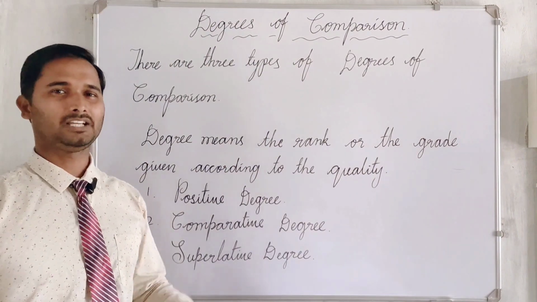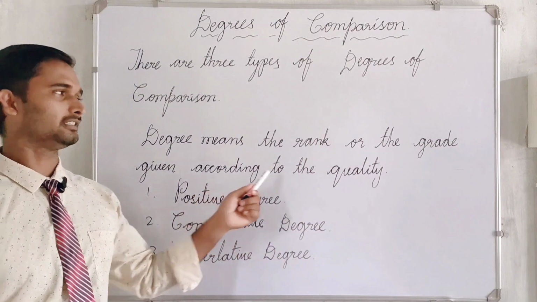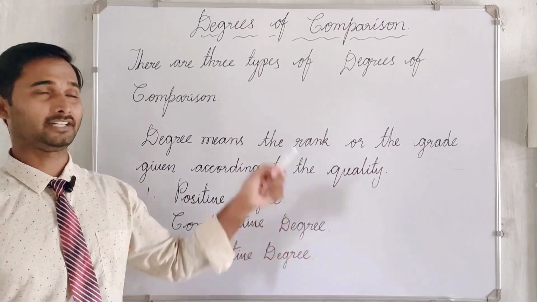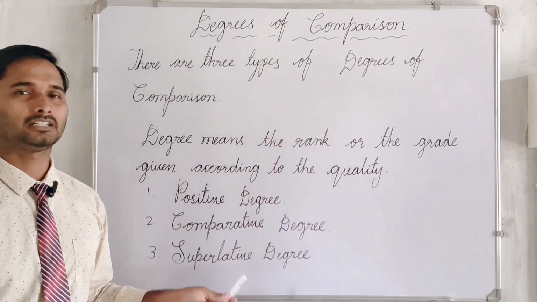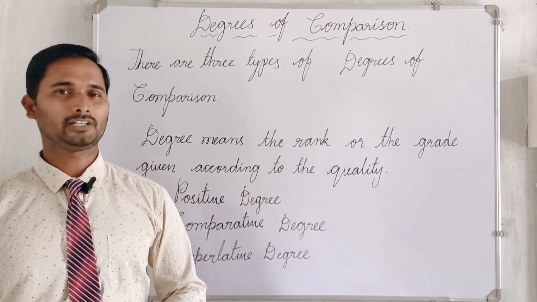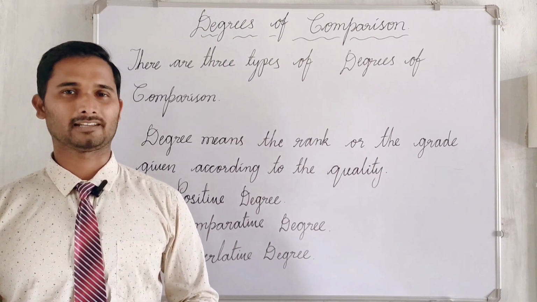Hi everyone, today we are going to learn degrees of comparison. Degree means the rank or the grade given according to the quality. There are three types of degrees of comparison: positive, comparative and the superlative. We are going to learn their definitions with one or two examples and their types in detail.